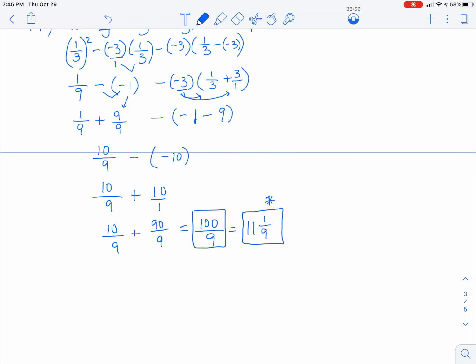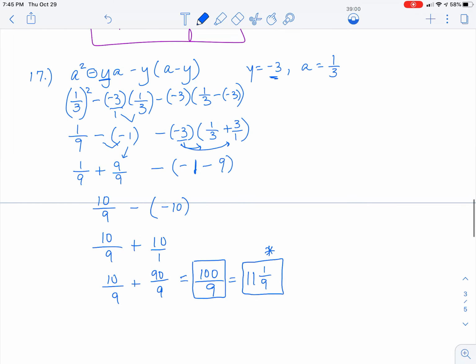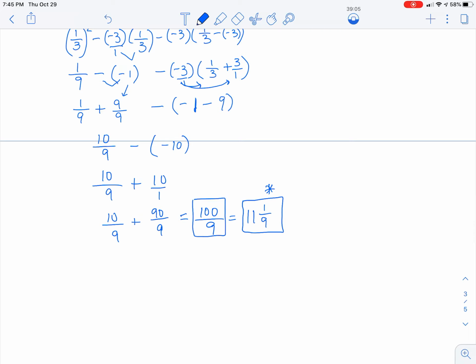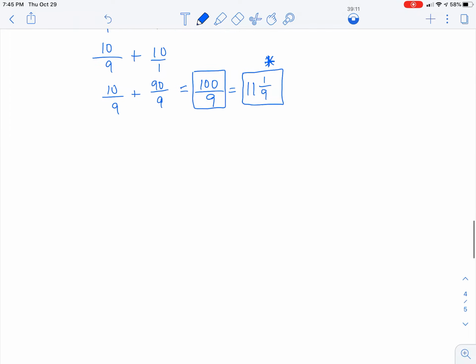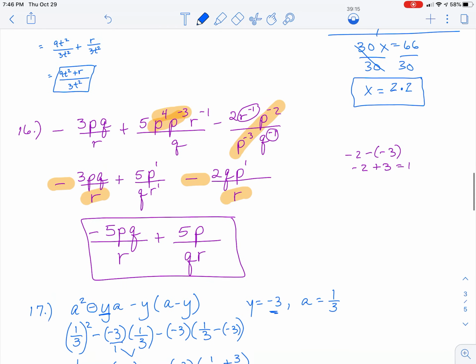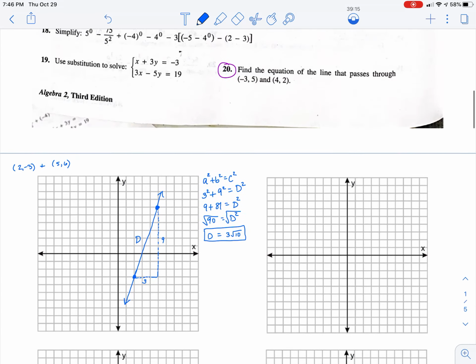The answer key actually features it as a mixed number, but I would accept 100 over 9 as well. Simplifying it, though, this is really more proper format where you don't have an improper fraction. Okay, and then finally, the last problem was number 20. And on number 20, let's go up and look at it.